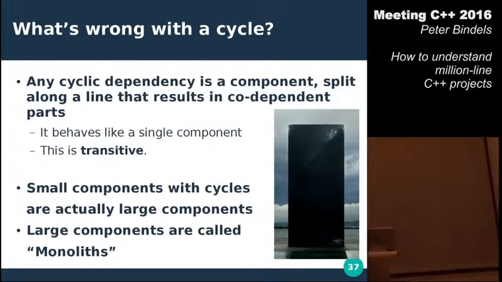And you can repeat that trick with any other thing that's included cyclically. So that means that if I have a cyclic dependency tree that has a lot of nodes in it, that's actually not a split up bit of software, that's just one giant bit of code. And we can call that a monolith.